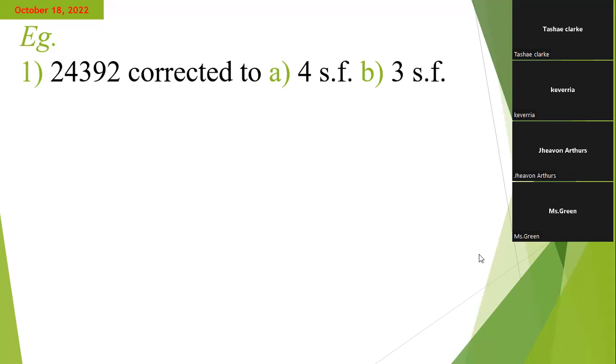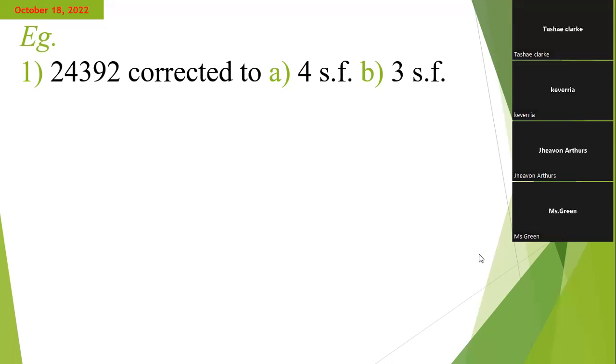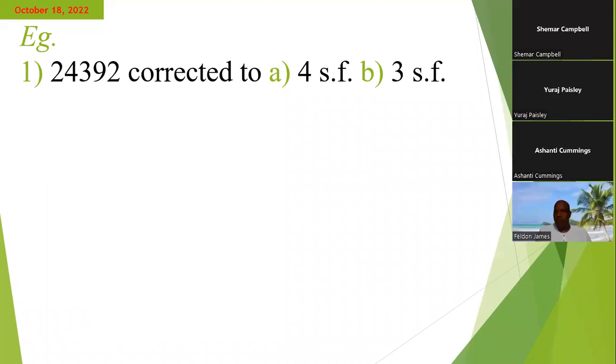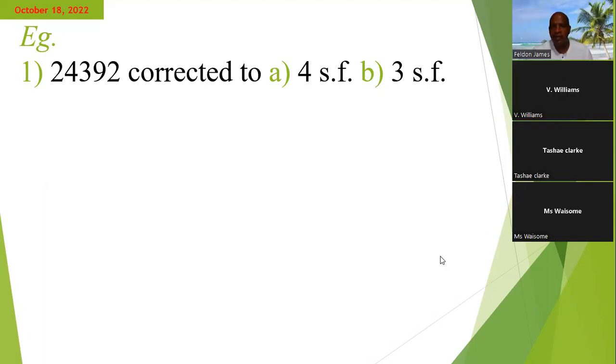All right, Miss Williams, you seem to be a little unsure. Let me call on somebody else. Miss Clark, 4 significant figures. All right, sir. To 4 significant figures, it will be 24390. Anybody else agree with Miss Clark? Let me see the hands. Okay. All right. Very good.